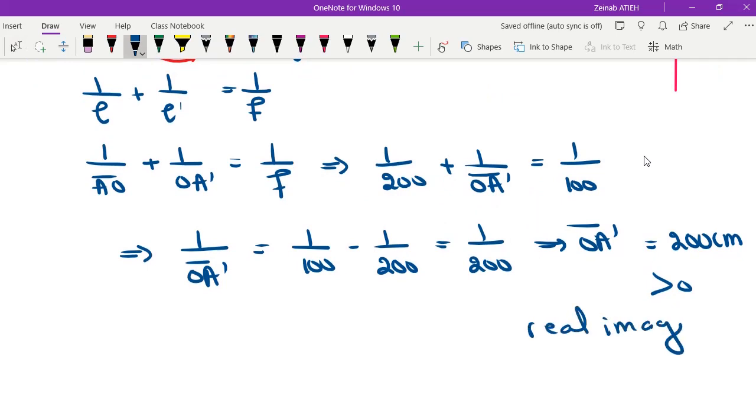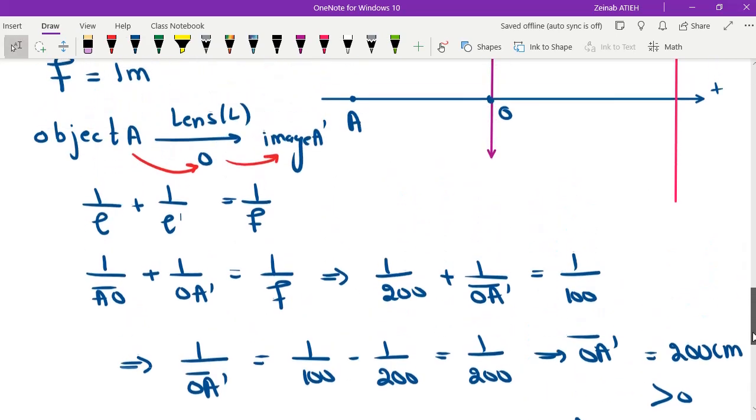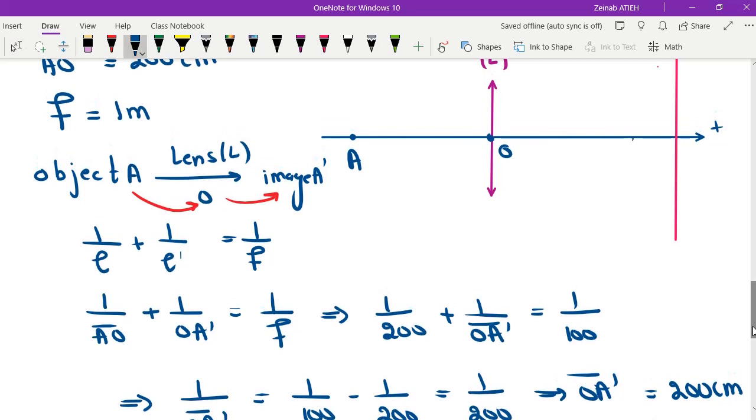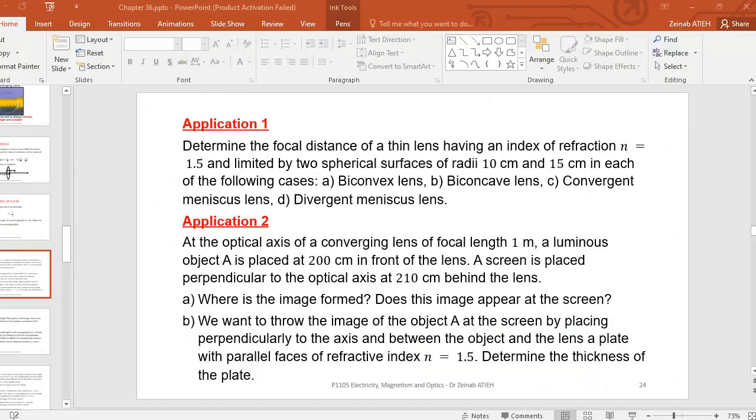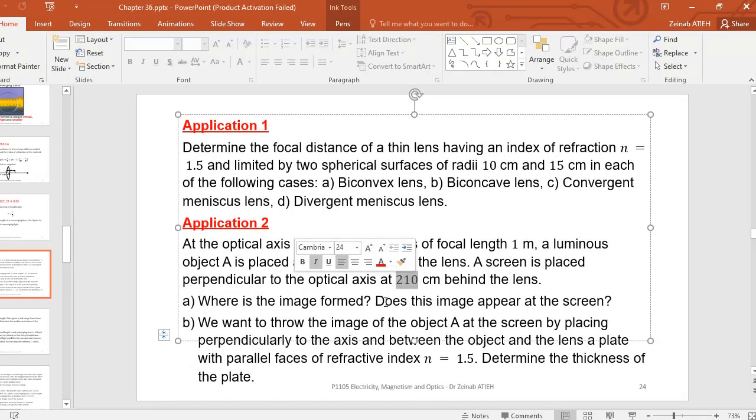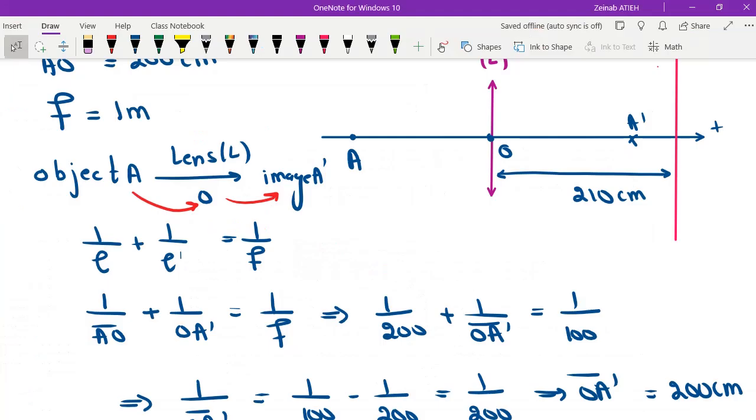If I want to see the position of the image on the figure, it will be here. So this is A prime. But I already know that the distance between the lens and the screen is 210 centimeters, as it was given in the problem. Where is it? Here it is. So it's 210 centimeters. As you can see, the image does not fall on the screen.